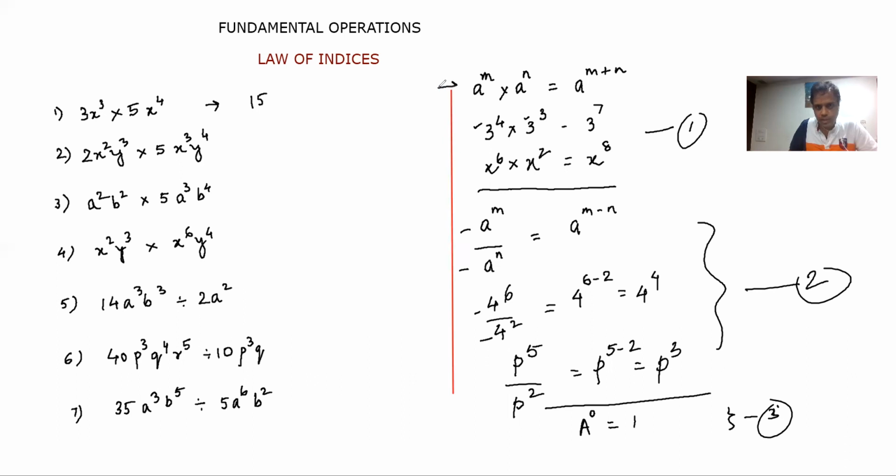Which law? The law of multiplication. So x to the power, what will happen? The powers will get added up. 3 plus 4, 7. This is the answer. It's so simple. Let's go to the next one.